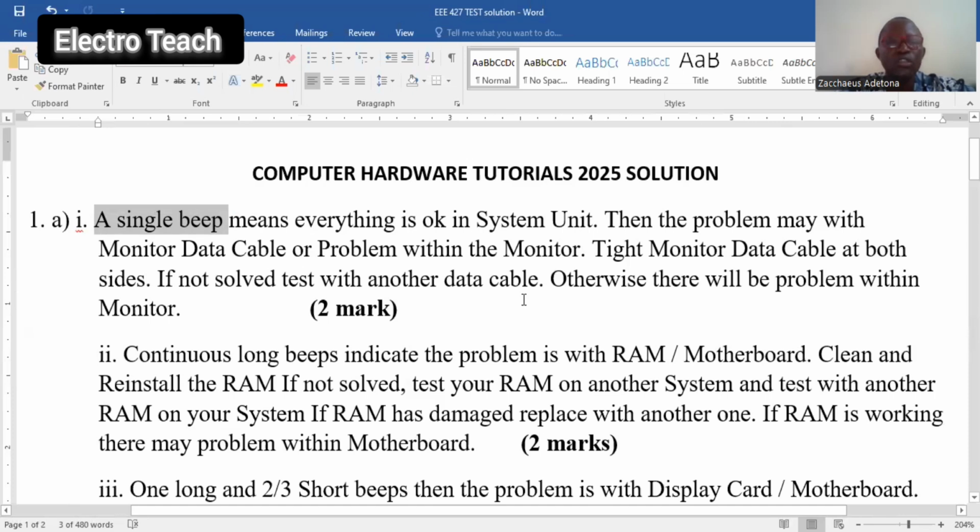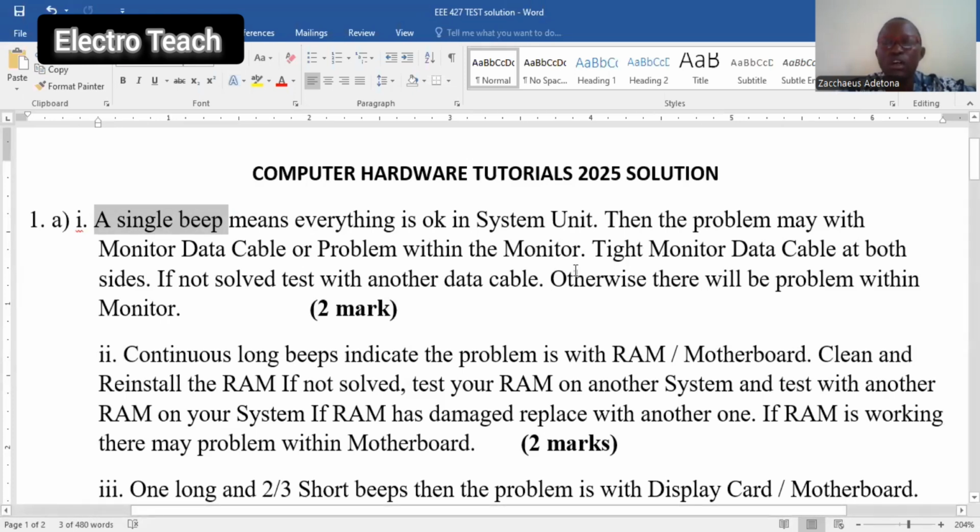When you hear a single beep while the computer is booting during POST, the power-on self-test, it means everything is okay in the system unit. But if the computer does not boot on, the problem may be with the monitor data cable, or within the monitor. To clear that, you can tighten the monitor data cable at both sides.